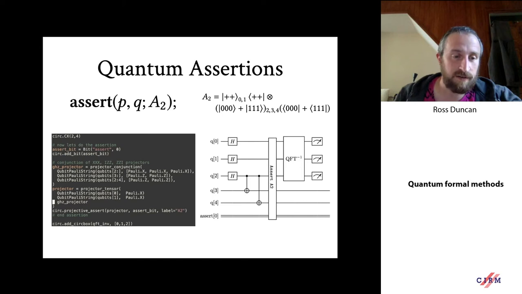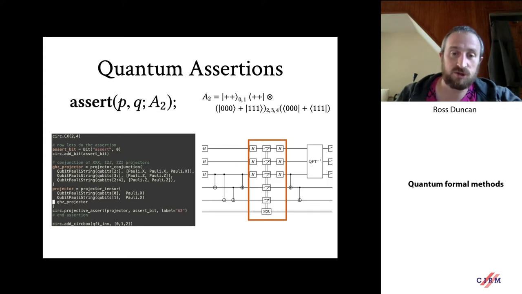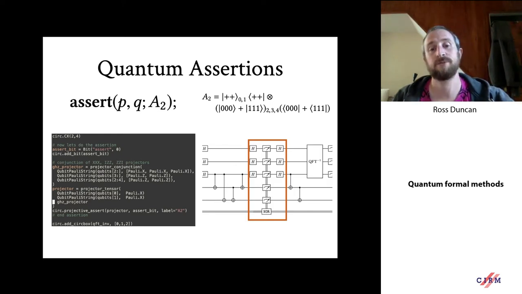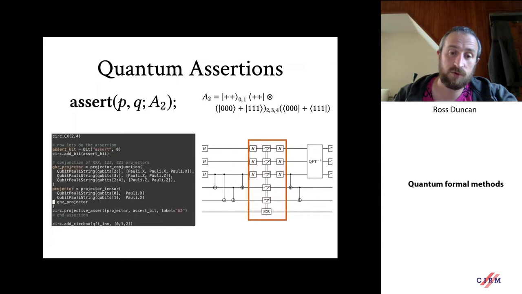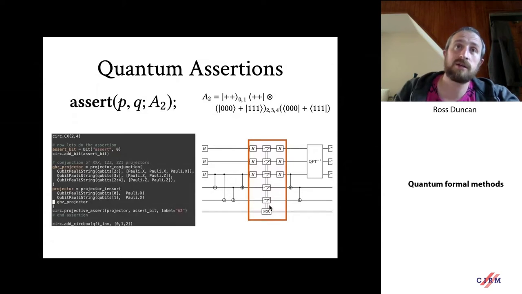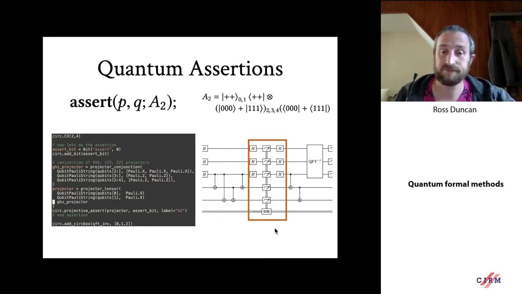But at this point, once I added the instruction to assert this projector, which I've just constructed, then the compiler can go ahead and build a suitable mid-circuit measurement in order to perform that assertion. And if the correct output is seen at the classical output, then we will continue on with the execution of the program, otherwise we'll abort. And there's lots of recipes which describe how to make suitable circuits for all kinds of projections.